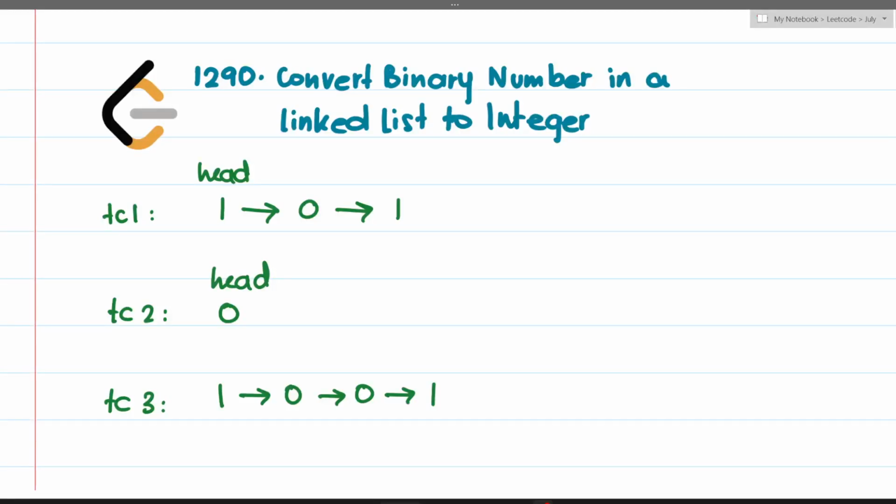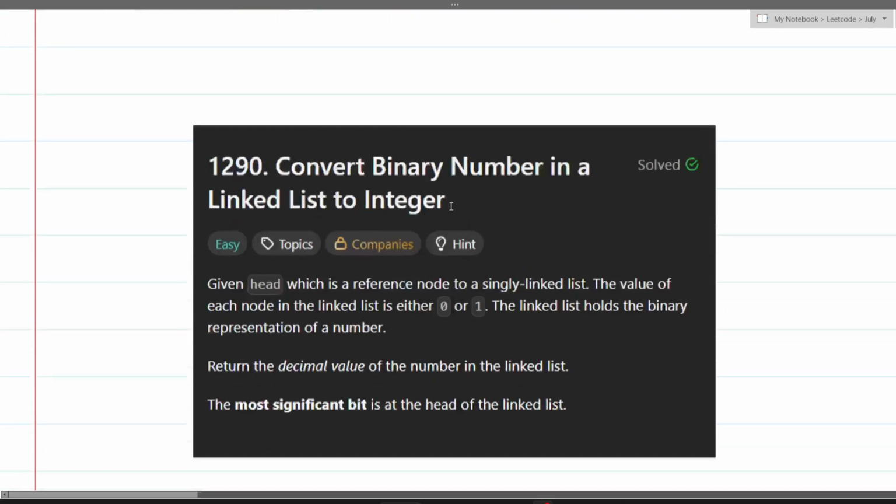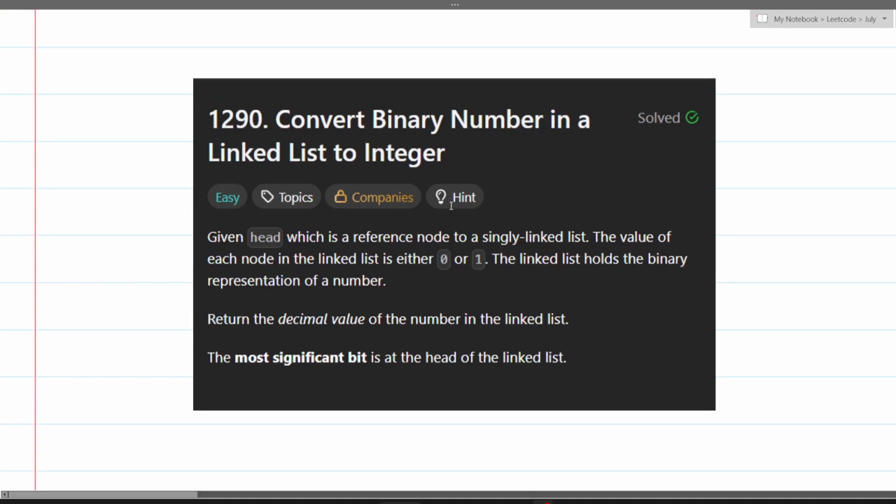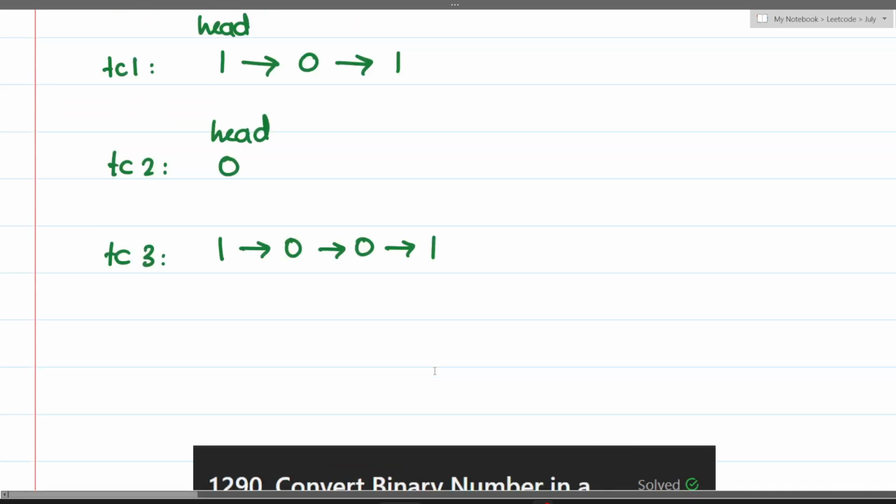Today we are doing Leetcode 1290, convert binary number in a linked list to integer. The problem title is pretty much self-explanatory, but still, we are going to have a look at what the problem statement says. It says given head, which is a reference node to a singly linked list, you have to return the decimal value of the number present in the linked list. And the most significant bit is actually the head of the linked list, right?